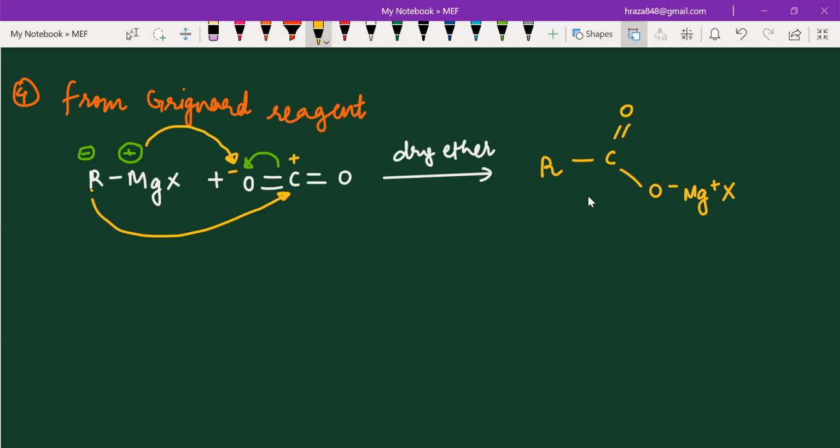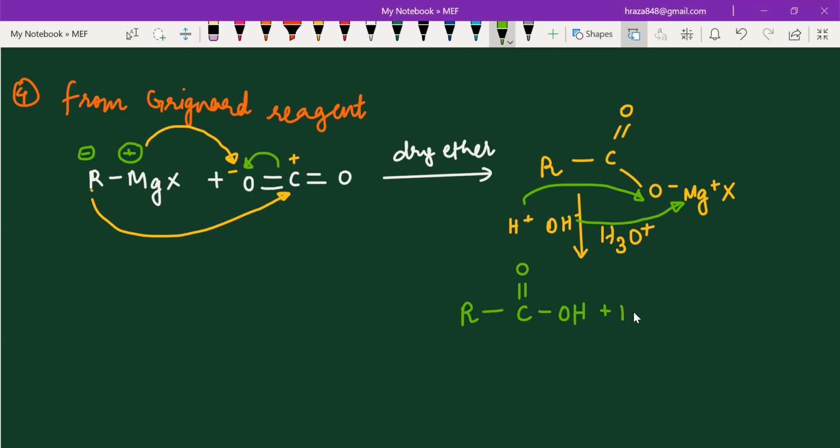Yes, sir. And after this, you are going to do the hydrolysis, H3O positive. So you know you have two parts, H plus and OH minus of water. This H plus will go to this and this negative will go to Mg. So what you will get is RC double bond OH plus MgOHX. Got it? In this way, you can do the reaction.